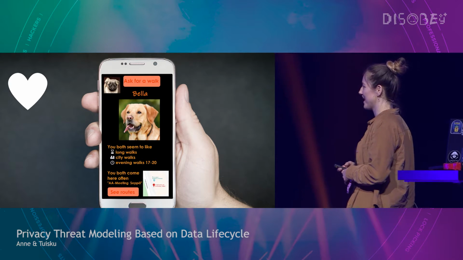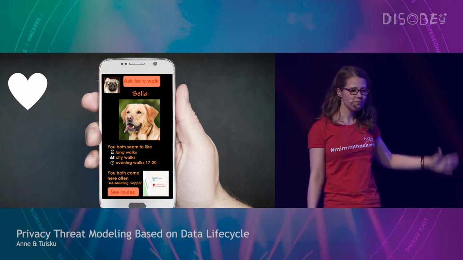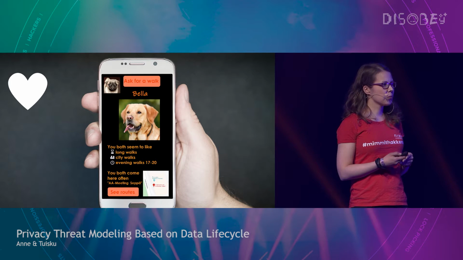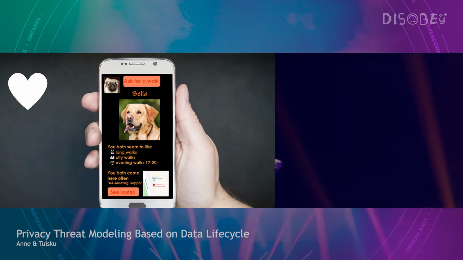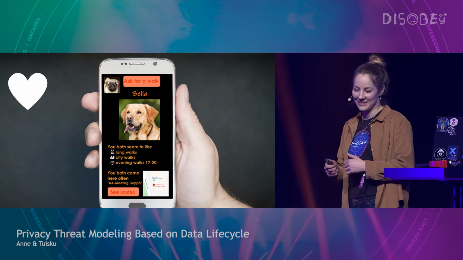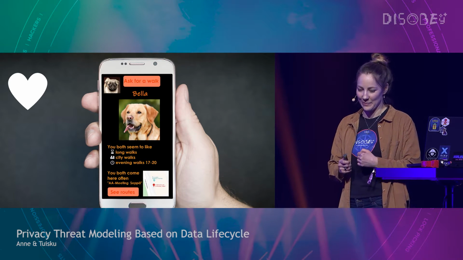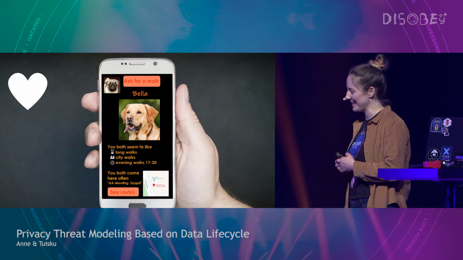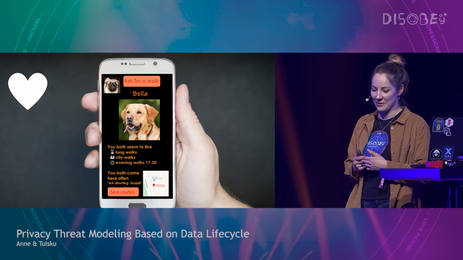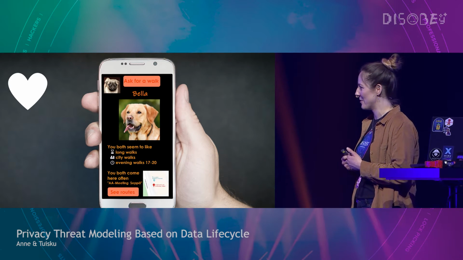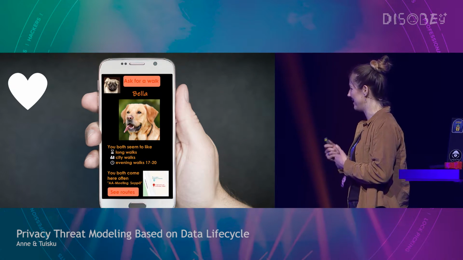So this is how the design team did it. Well, looks pretty nice, doesn't it? Yeah, it looks great. So we have this new feature on the app where Bella has found a match with the little Bernie, and they both like long walks, they both like city walks, they both like evening walks. That sounds like a really nice match.